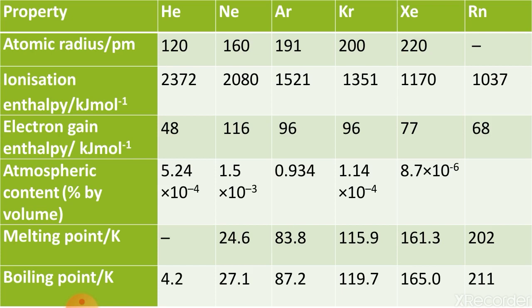Now atmospheric content, that is percentage by volume. 5.24 into 10 to the power minus 4 is the percentage of helium. 1.5 into 10 to the power minus 3 is the percentage of neon. Then the percentage of argon is 0.934. Then 1.14 into 10 to the power minus 4, then 8.7 into 10 to the power minus 6. You can find the order by looking at the percentages. In that case, argon is the most abundant, then second neon, then helium, then krypton, and then xenon.